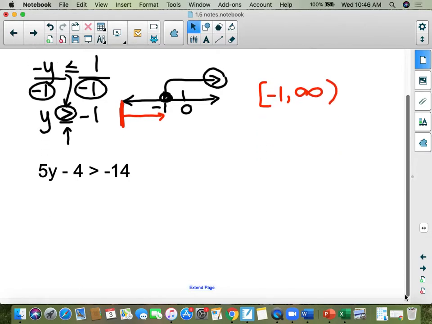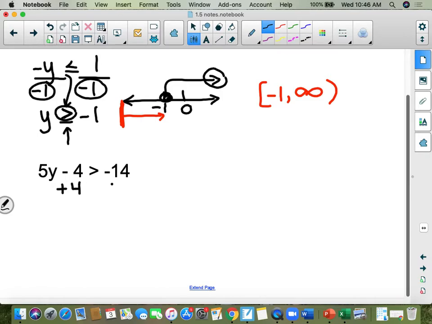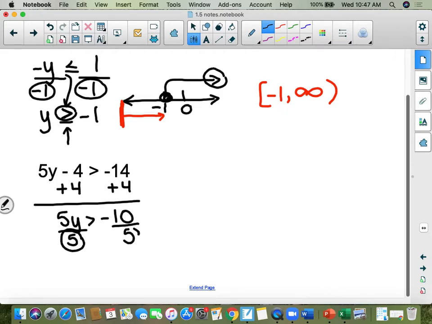Okay, let's do a couple more. I'm going to add 4 to both sides. I'm going to get 5y is greater than a negative 10. I'm going to divide both sides by 5. Notice I divided by a positive number. I do not have to switch the sign. So y is greater than a negative 10 divided by 5, which is a negative 2.